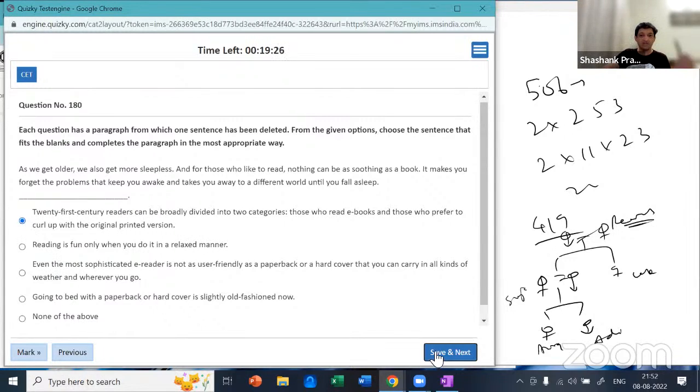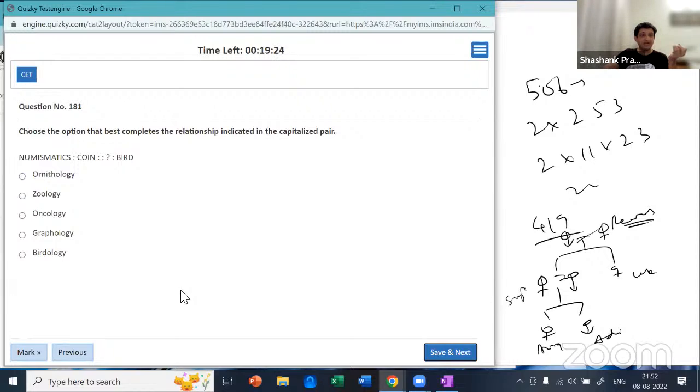I don't know. I generally don't go for none of the above in verbal. Numismatics, study of coins. Dash is ornithology. Oral is ears, nasal or olfactory.